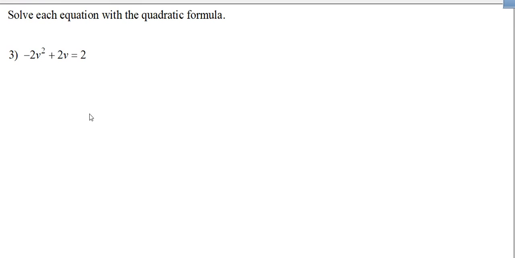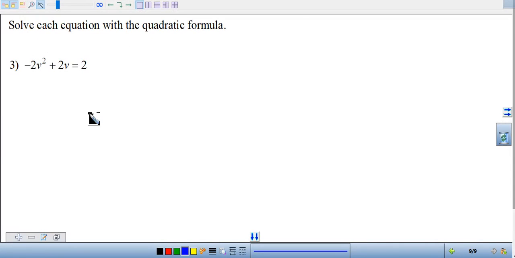Number 3. One of the things you might notice about this problem is that we have a negative coefficient. And in the past, if we were factoring or if we were doing completing the square, we could not solve this problem with a negative coefficient as my lead coefficient. So, can I do it with a quadratic formula? Yes. As a matter of fact, it doesn't matter if your individual terms are positive or negative.